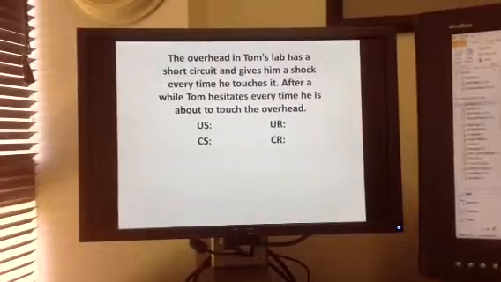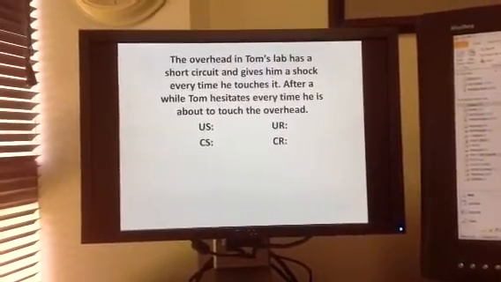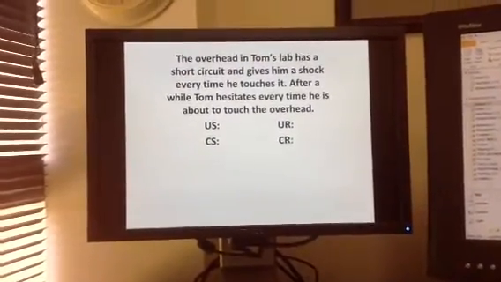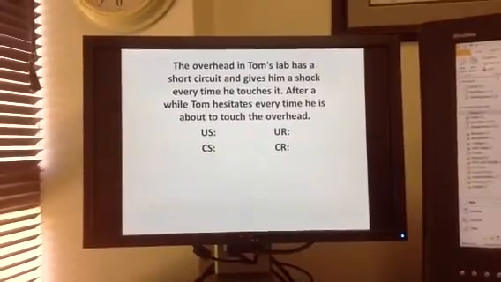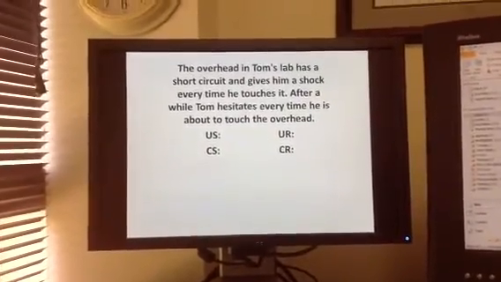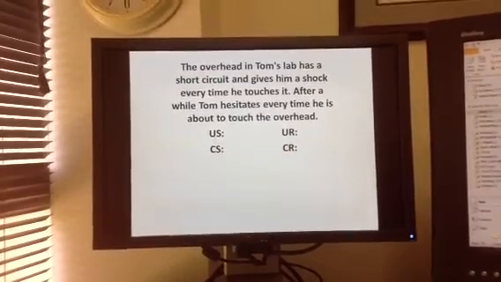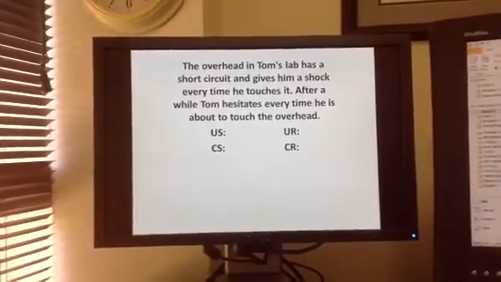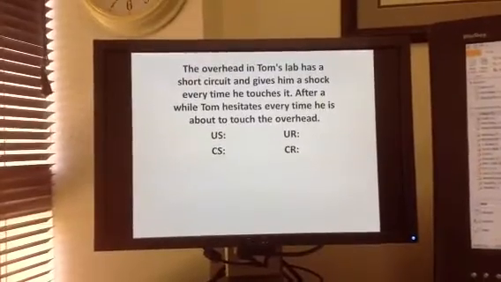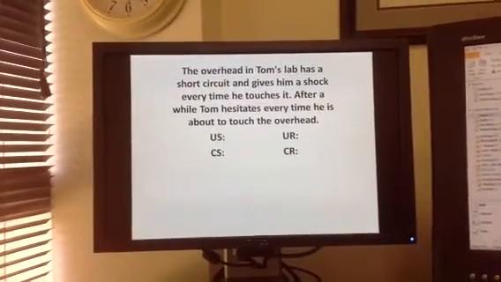In this example, I want you to read this scenario and then see if you can identify the four parts of the classical conditioning paradigm. The overhead in Tom's lab has a short circuit and gives him a shock every time he touches it. After a while, Tom hesitates every time he is about to touch the overhead.